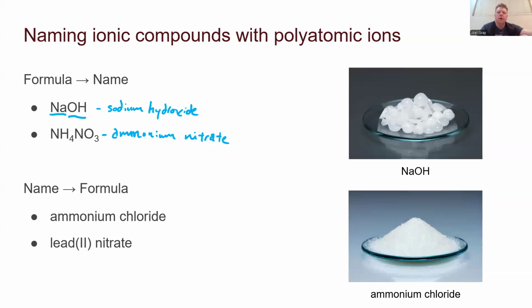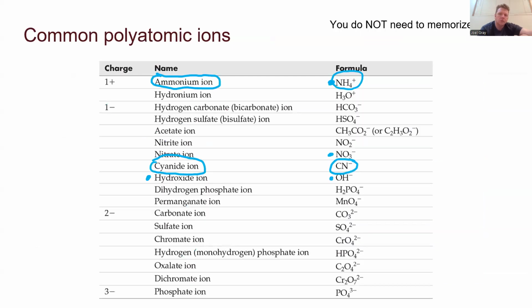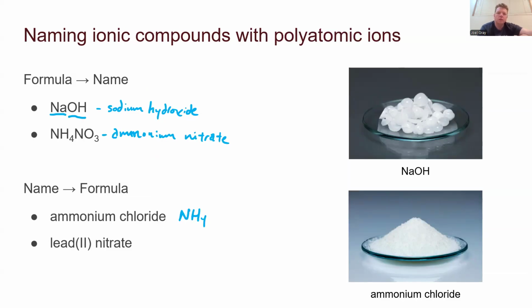After that, you have taking the name and converting that name to the formula. Ammonium is going to be NH4. And this is kind of tricky because what you have to do is put together this full name. Ammonium chloride, NH4 plus. What is the charge for chloride? That would be Cl minus. So that would be NH4Cl.